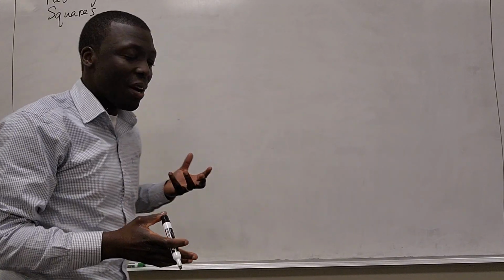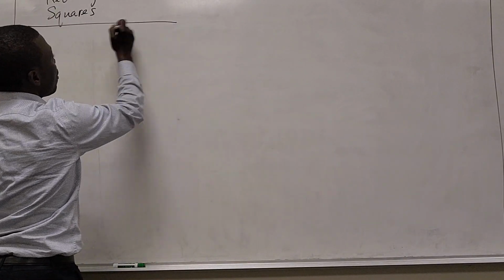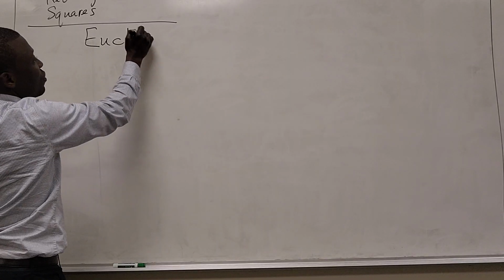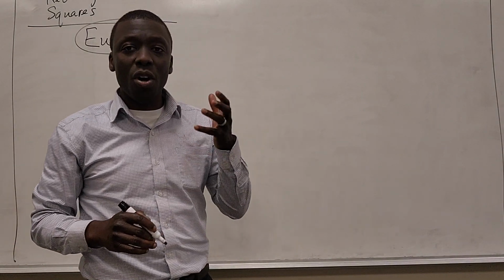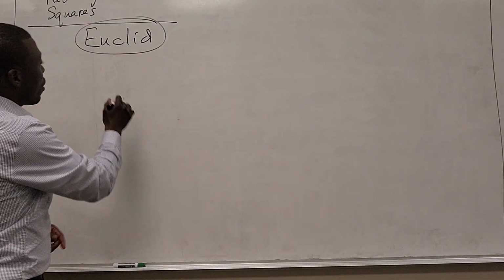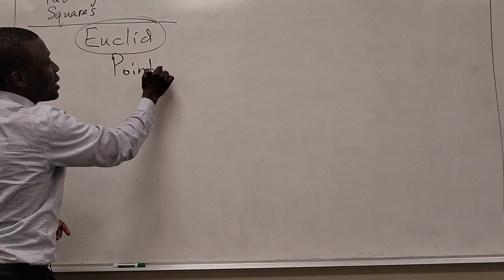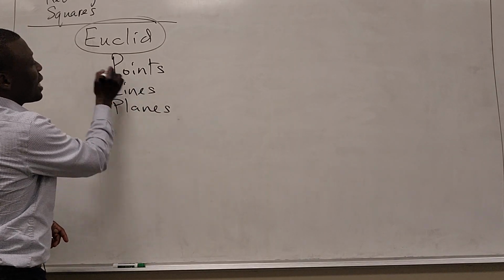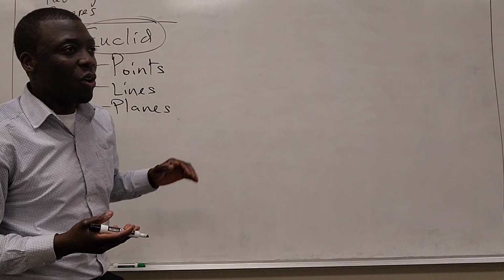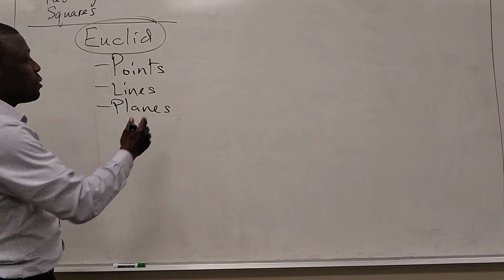But one of the things you have to realize is the very beginning of geometry, in terms of some of the concepts that we teach, start with the work of Euclid. And Euclid wrote a book called The Elements of Geometry. In his book, he talks about points, lines, and planes. Basically, that's the beginning. Undefined terms, we call them in geometry. So we have points, lines, and planes.